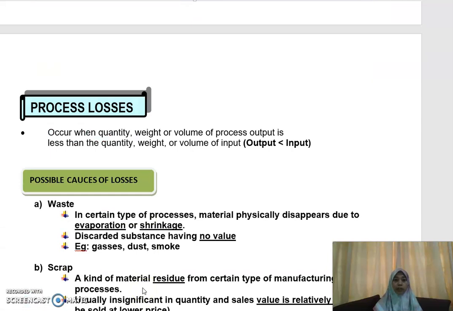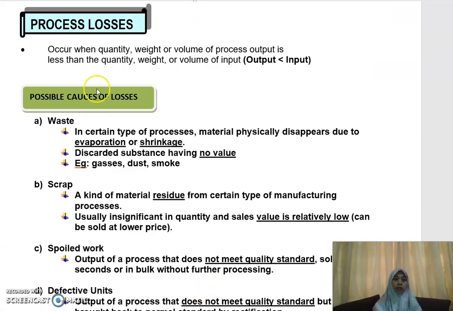Next, we're going to look into the process losses. So process losses occur when the quantity, weight or volume of your process output is less than the quantity, weight or volume of your input. For example, just take small figures. Let's say you put in 10 and then at the end of the day, you will get only output, only 9. So that means your output 9 is less than input 10. So in that case, 1 is your loss.